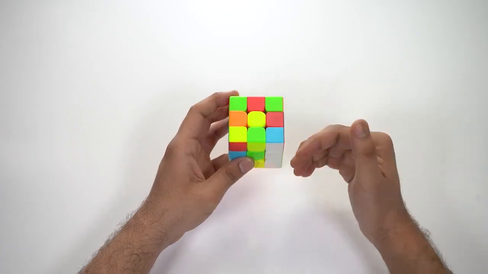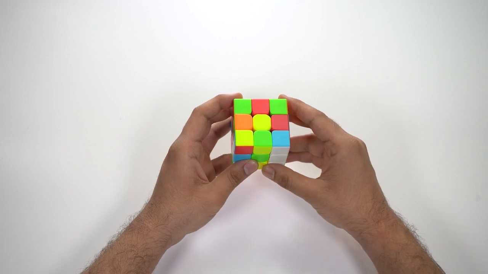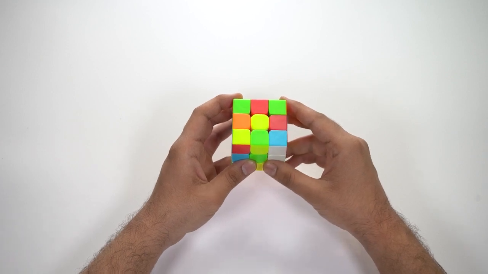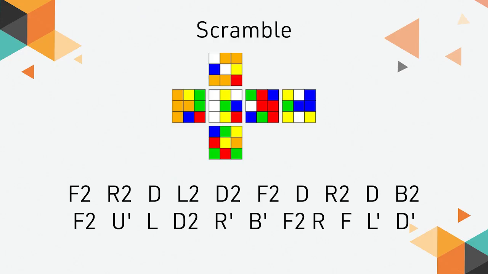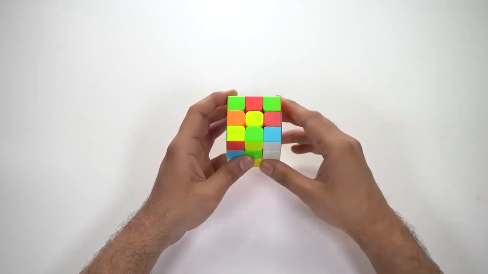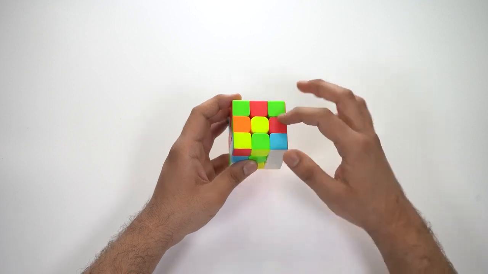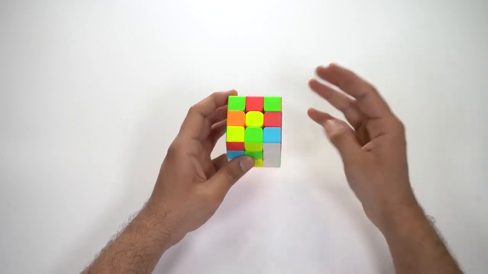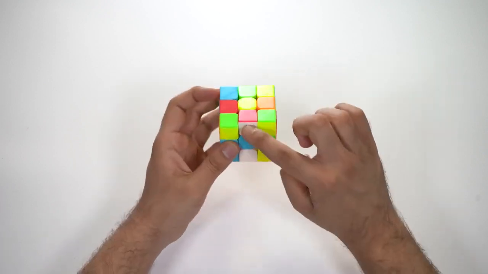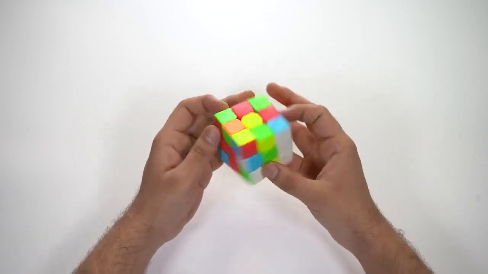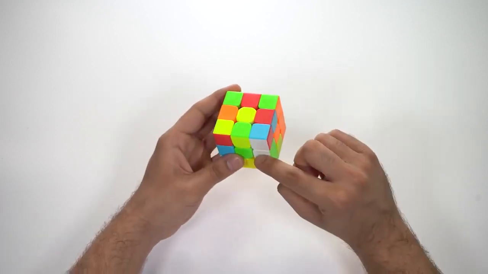Now I'm going to show you a full example solve using the method I just taught. You can pause the video and follow along with the scramble on the screen. So the first thing we want to do is to build the daisy. For that, we find the 4 white edge pieces. They're here, here, here, and here. So let's start with this one.